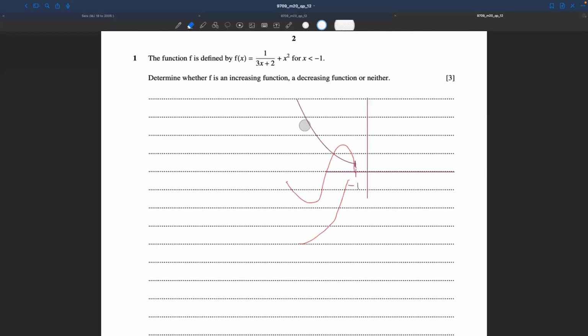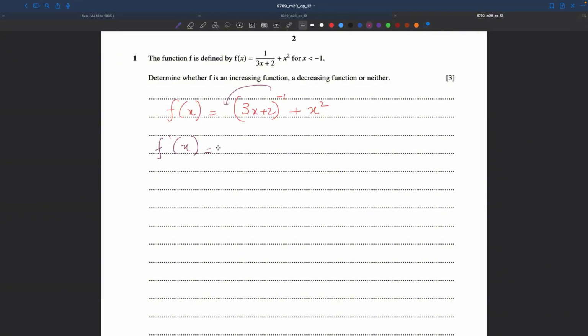Okay. So how do we basically represent increasing, decreasing functions? By finding the gradient dy/dx. So you will write f of x is equal to (3x plus 2) to the power of -1 plus x squared. Now you will differentiate. When I differentiate this function, I will get -1 multiplied by (3x plus 2) to the power of -2, plus 2x. So this will become -1 upon (3x plus 2) whole squared, plus 2x.